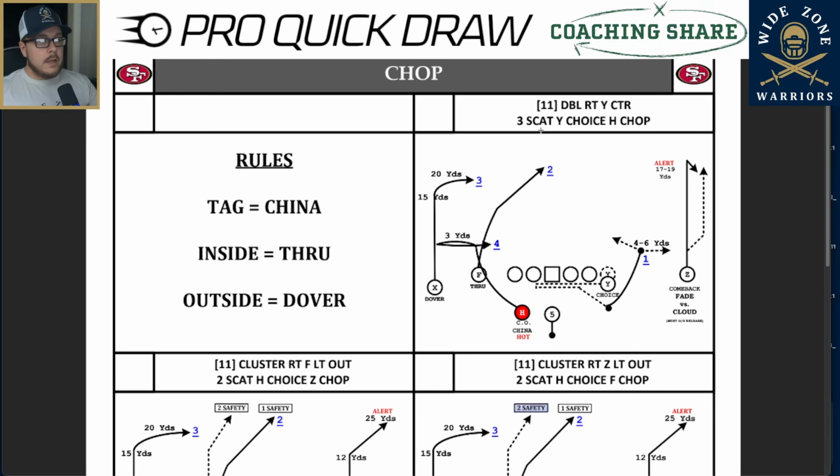So right here, they have 3 scat, Y choice, H chop. So we're looking at the chop part of this play. Who's our tagged person for the chop concept? It's the H, the running back. He's on the China route. Who's the inside receiver? That's not the H, that's the F. He has the through route. Who's the outside receiver? That's not the H, that's the X. He has the Dover route.